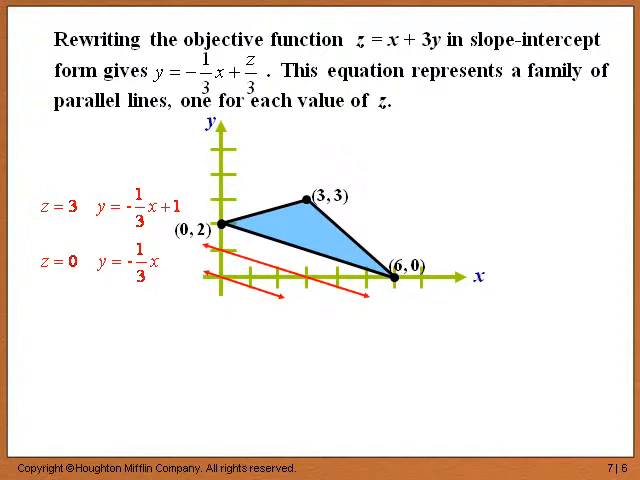If z equals 3, y equals negative 1/3 x plus 1. And I get that just by plugging in 3 for z in the slope-intercept form. Now, the choosing of these values, 0 and 3, is completely arbitrary, right? That's just at my discretion. But you could choose any values for z, and you'd get some kind of parallel line, because the objective function still has the same slope. The only thing we're changing is the y-intercept.